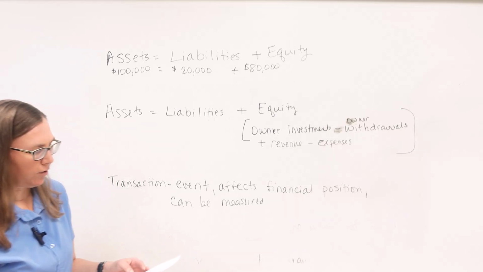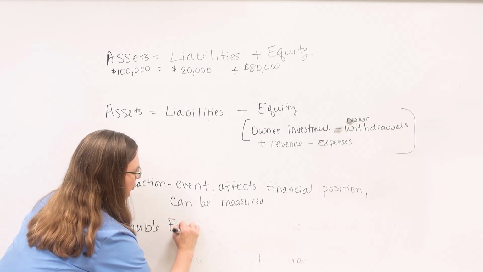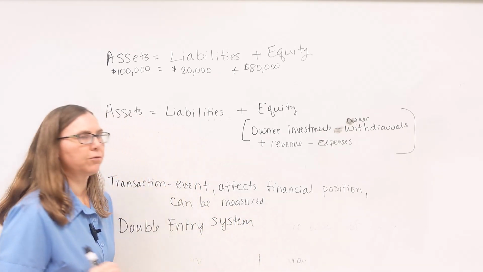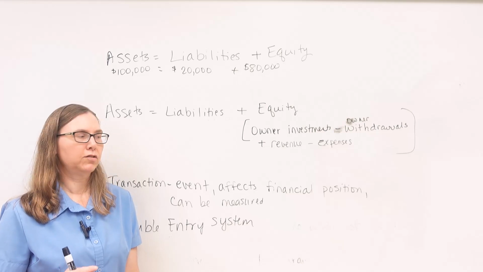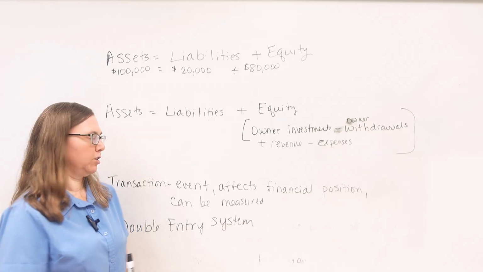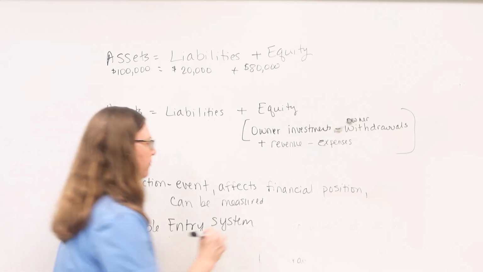And then you should also know that in accounting, we have something called a double entry system. In order for the accounting equation to be in balance, you have to affect two parts of the equation. In other words, every transaction affects at least two accounts.